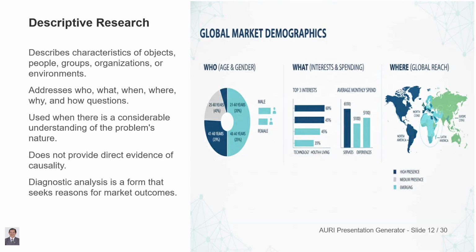Continuing our discussion of business research types, we now consider descriptive research. As the name suggests, the main goal of descriptive research is to systematically describe the characteristics of various entities. These entities could be objects, groups of people, organizations, or market environments. This research method is ideal for answering the fundamental questions of who, what, when, where, why, and how, offering a detailed view of a situation.